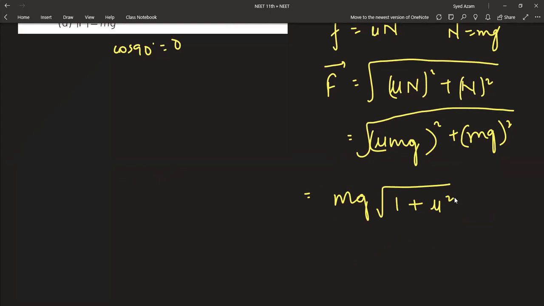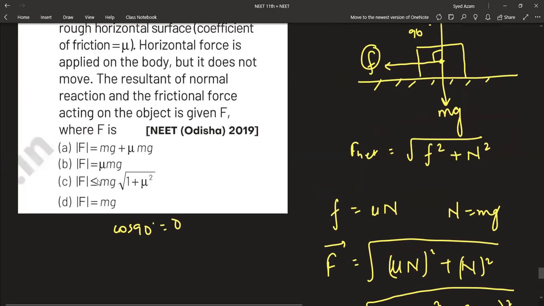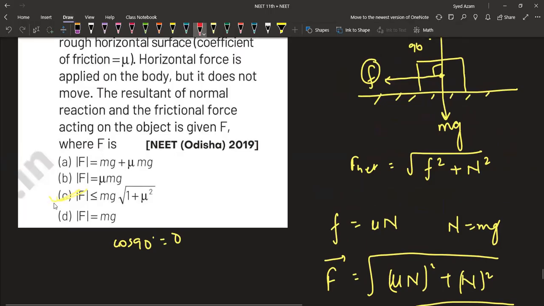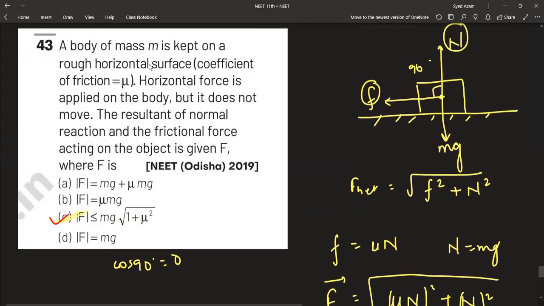Now see, this is the minimum force required to move the object. But the body is not moving, right? Here the body is not moving. So this will not exactly be equal. It will be less than or equal to this, mg under root 1 plus mu square. So which option is this? C, right? So this will be C option. Okay, write it. So easy, you just have to make the figure in such questions. Please write down this.